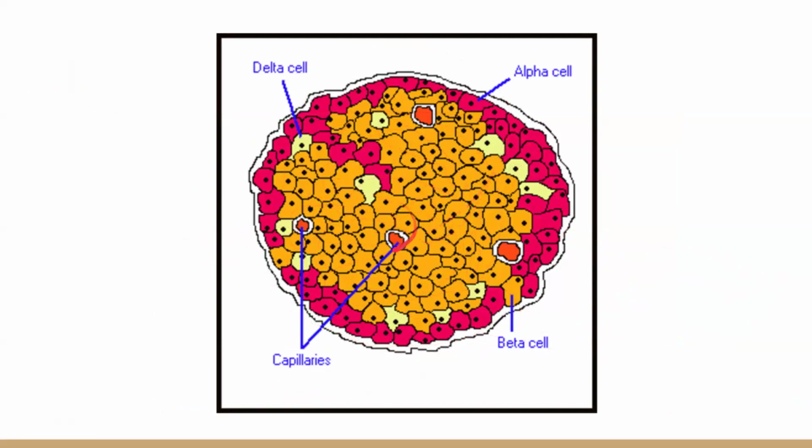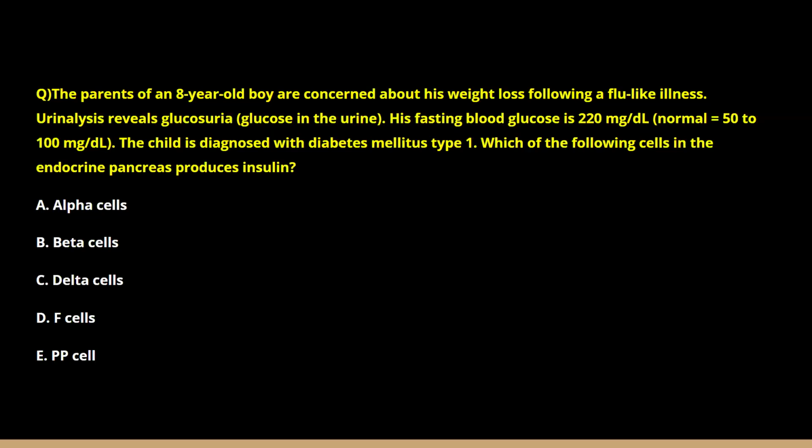And then you have the capillaries, of course, because these hormones need to be secreted into them. One more thing, the percentages here are a relatively good representation. So beta is the most, about 60 to 70, alpha is about 20, and delta, which secretes somatostatin, is about 5 to 10.